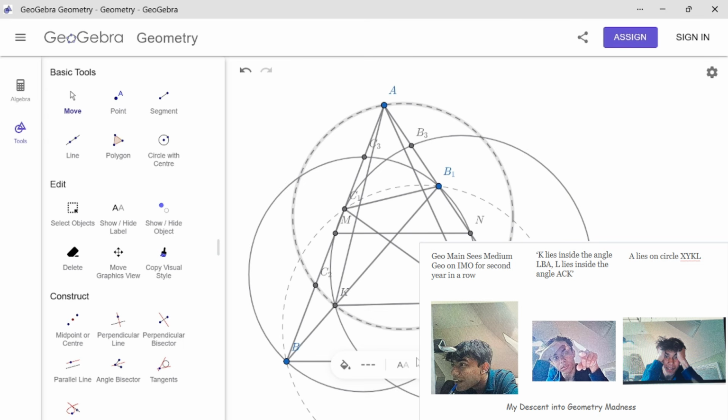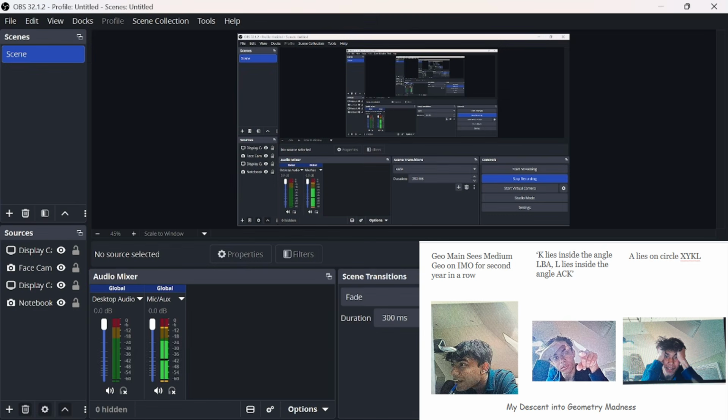So BB1 is the radical axis of AKL and CC1M, so AXYLK is cyclic. Alright, fine, okay. What a problem. Oh my days.